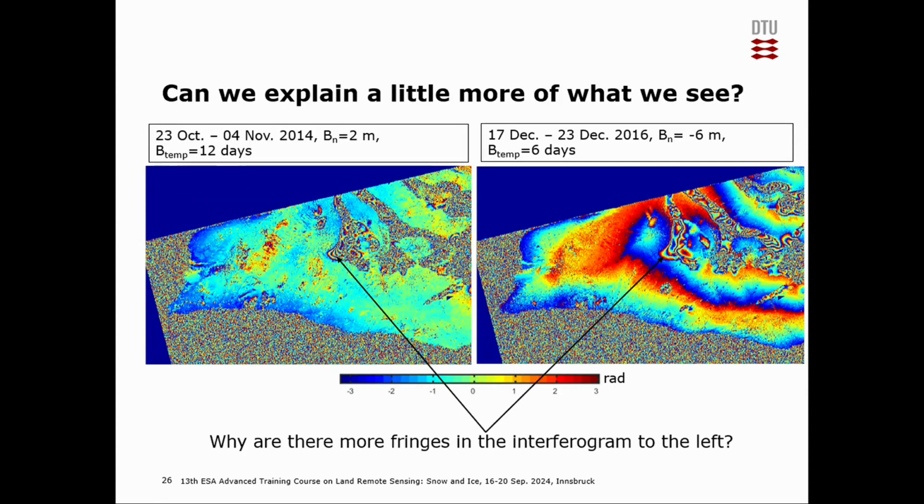So now some questions for you to see if we can explain a bit more of what we see. We have this 12-day interferogram to the left, the 6-day interferogram to the right, and I'm pointing at an area where we have probably some moving ice. I don't know if it's a glacier, but some moving ice. Why do you think we see more fringes here to the left than to the right? Any ideas?